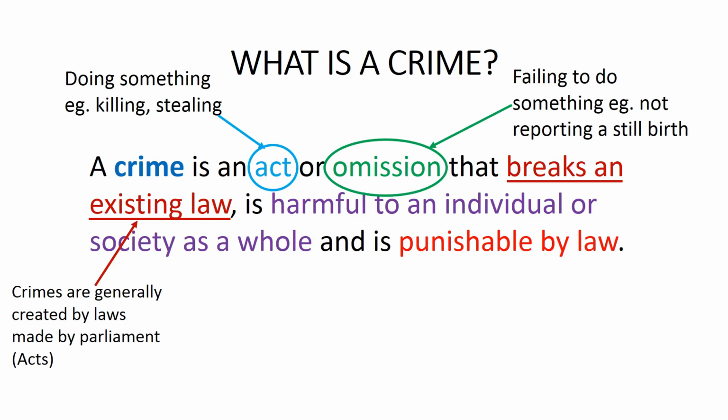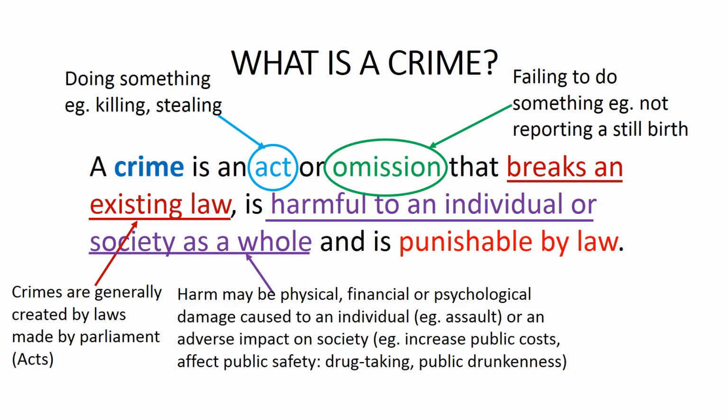Third, the act or omission must be one that is harmful to an individual or society as a whole. In the case of an individual, a crime can cause that individual to suffer physical, financial, or psychological damage. For instance, where a person is assaulted, that person may suffer physical injury, such as broken bones, as well as psychological injury, such as a fear of going out because they are worried about being assaulted again. In the case of theft, the harm is financial because a person has been deprived of their property, for example, their money.